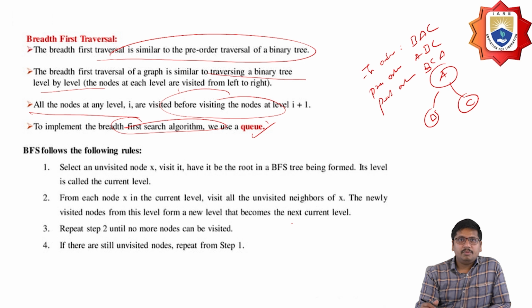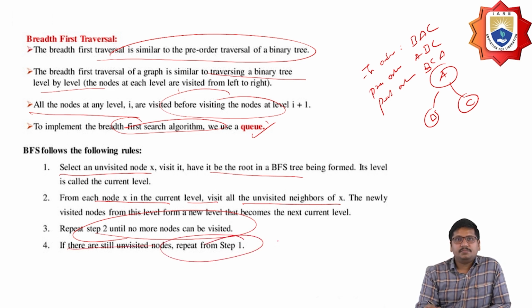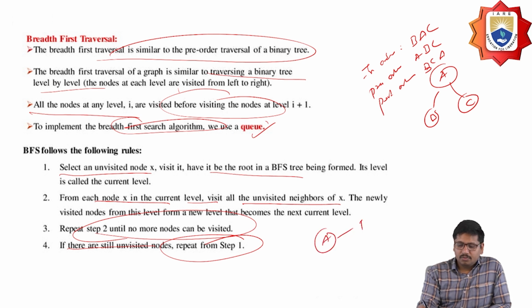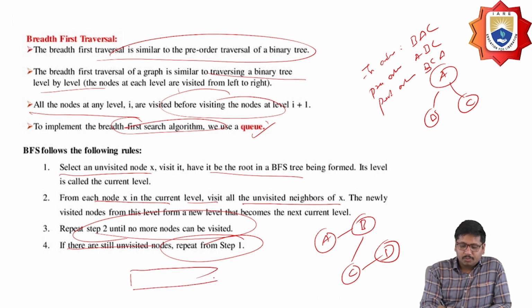So how this one is going to be implemented here is that we select an unvisited node X, and then visit it by putting the root in the BFS tree. Then that level is called the current level, and from each node X in the current level, visit all unvisited neighbors of X. Repeat step 2 until no more nodes are going to be visited, and if there are still unvisited nodes, repeat from step 1. So let us consider the graph and see how this one is going to be implemented. For this I'm going to take a queue.